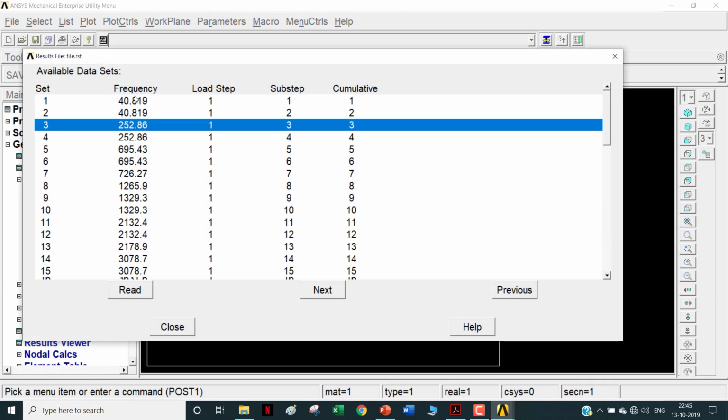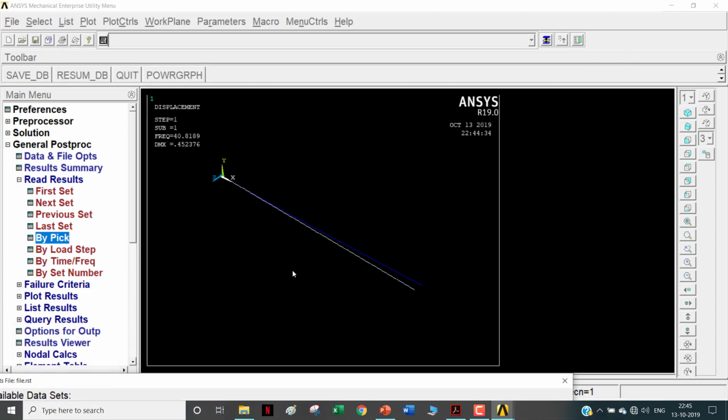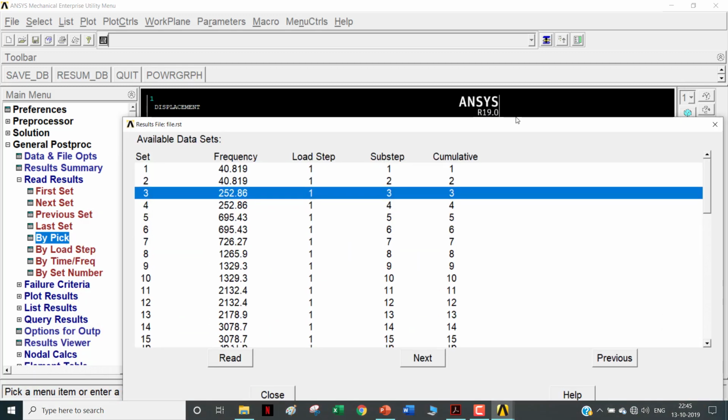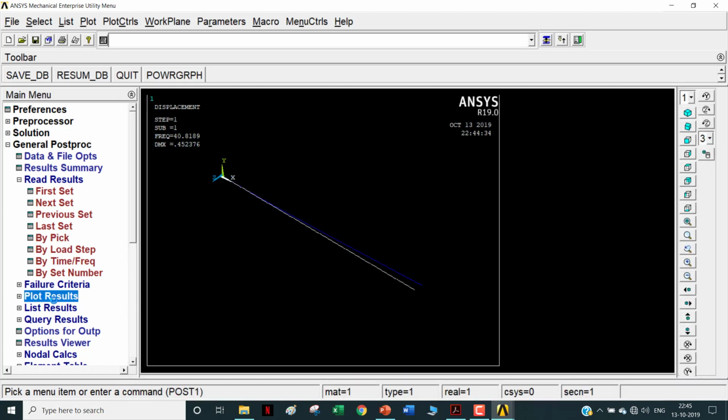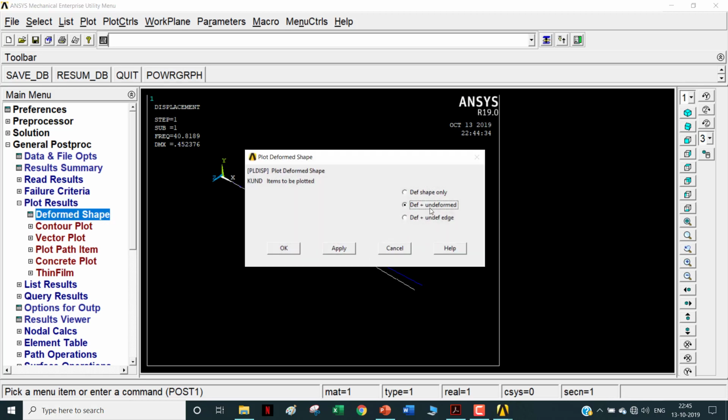So these 2 values get repeated. This is due to the fact that the same vibration which happens in the XZ plane will happen in the XY plane also, right? That's why you get the same values. Just ignore the repetitive values. Just go to the next value, which is 256. Read, close. Now let me go to plot control, deform plus undeform. Select deform plus undeform, click on OK.